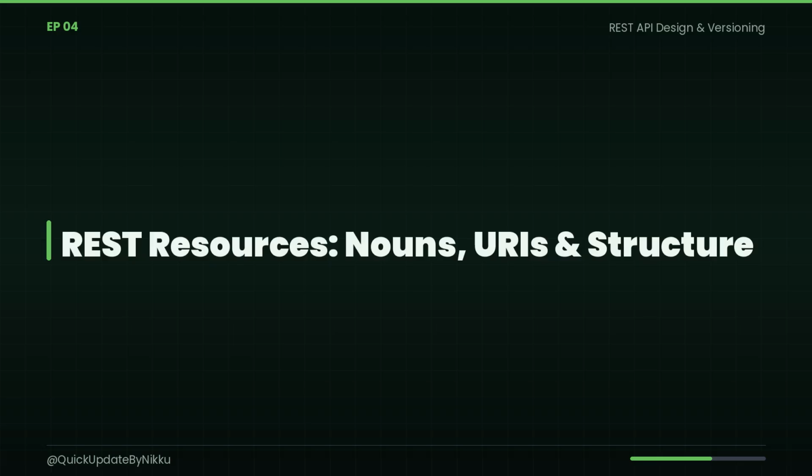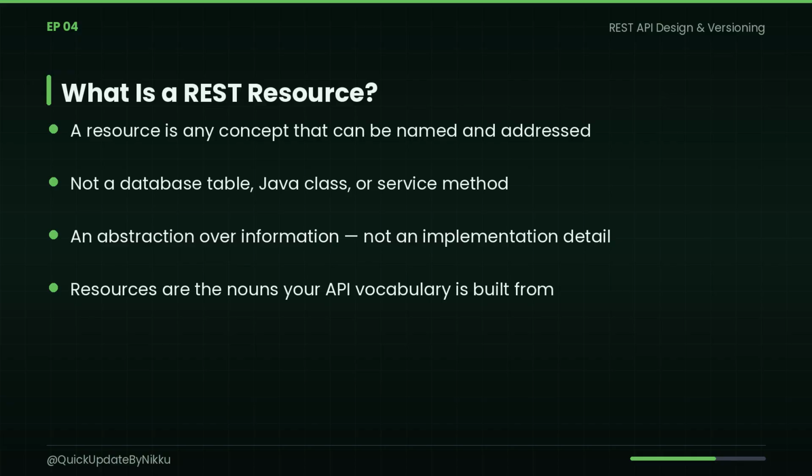REST is widely used, but its core concept, the resource, is widely misunderstood. We are going to fix that now, starting with a precise definition and working through the structural rules that follow from it. A resource is not a row, not a POJO, not a function, it is a named concept. This distinction matters because it forces you to model what your system knows about, not what your system does. Everything else in REST API design flows from getting this definition right.